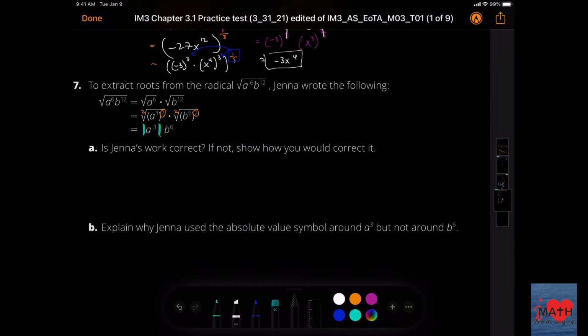Just going to bring it down here. Of course, let me erase the... Okay. Is Jenna's work correct? If not, show how you would correct it. Think about this. Yes, Jenna is correct.